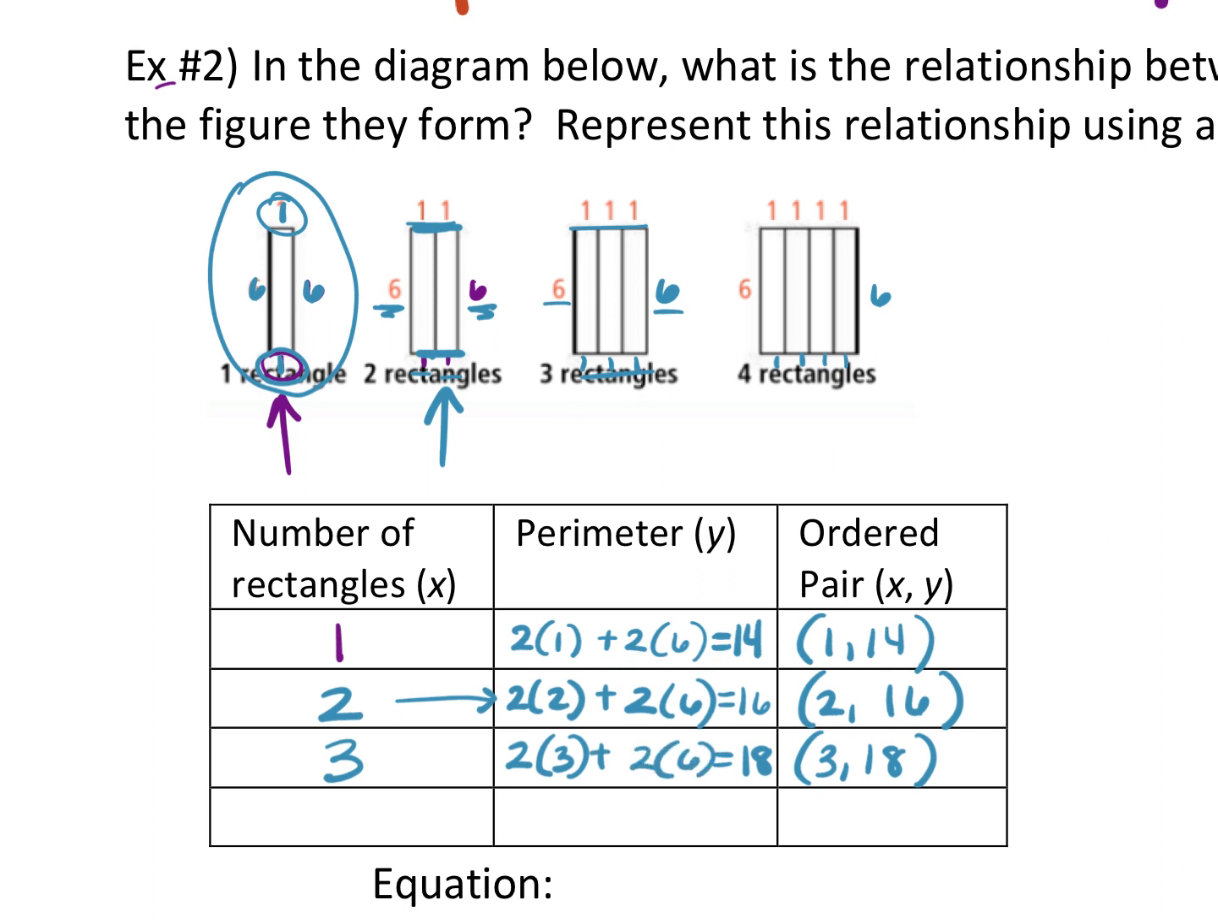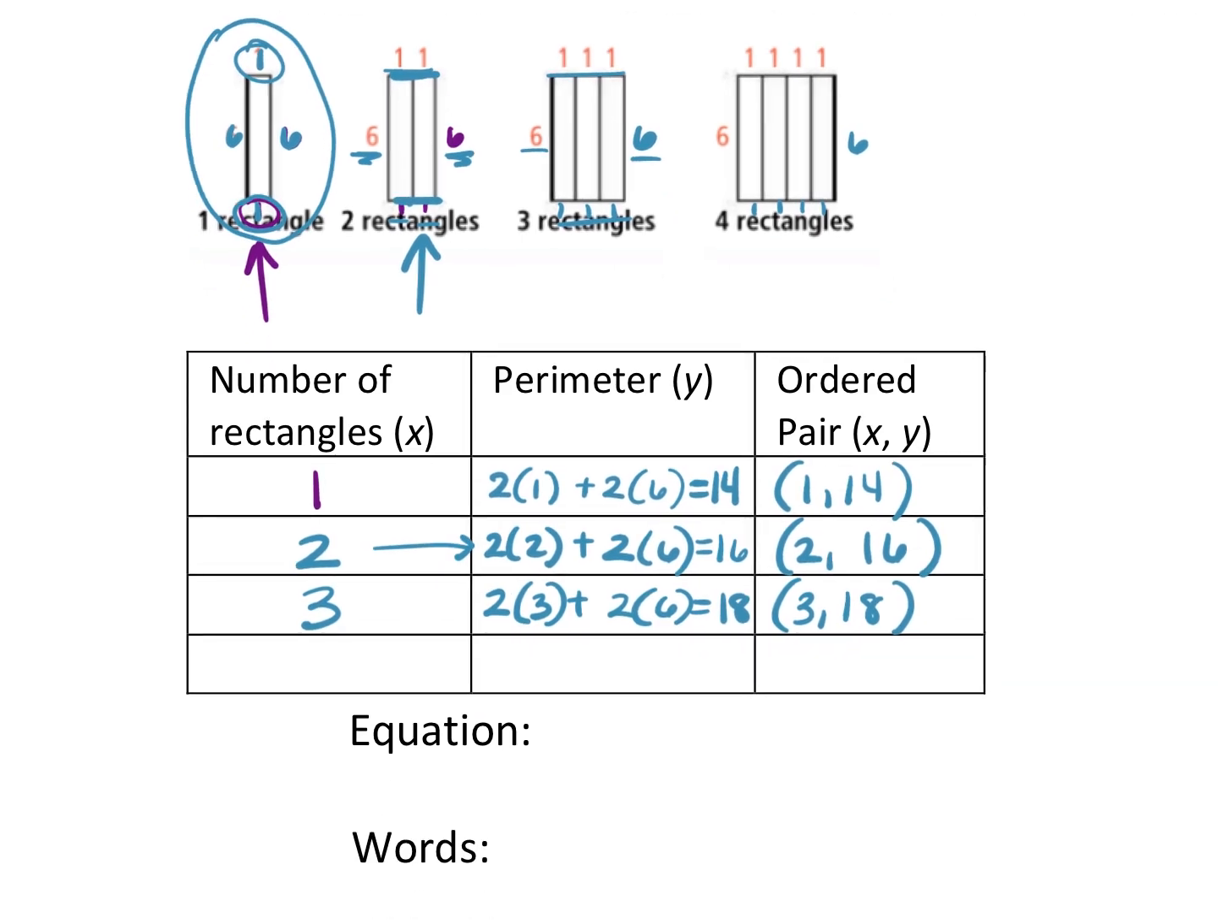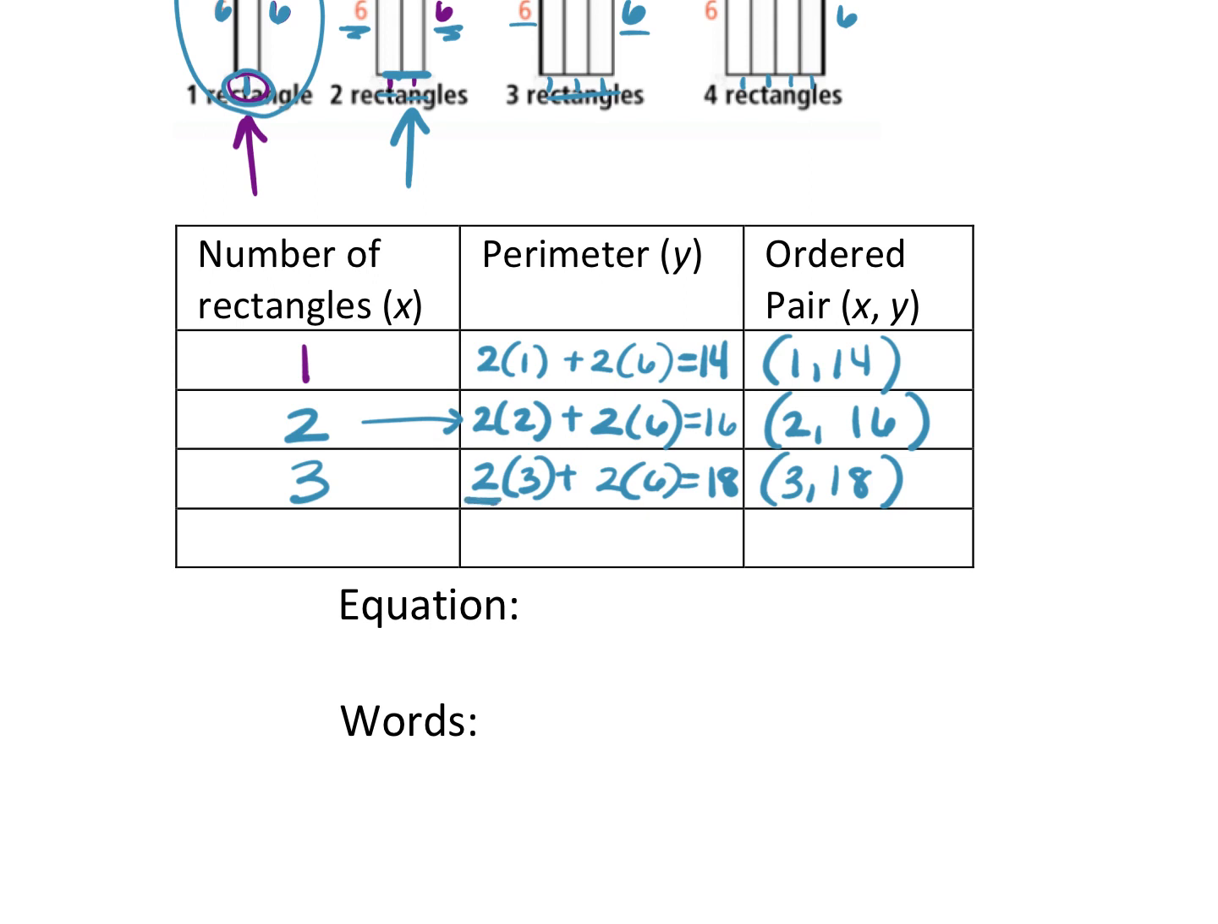What is not changing in that equation? 2 times 6, right? The 6s are staying the same. So it's basically saying you have 2 times the number of rectangles plus 12, right? That is going to get us there every time. So in 4, it would be 2 times 4 plus 2 times 6 equals 20. You get the point for 20.